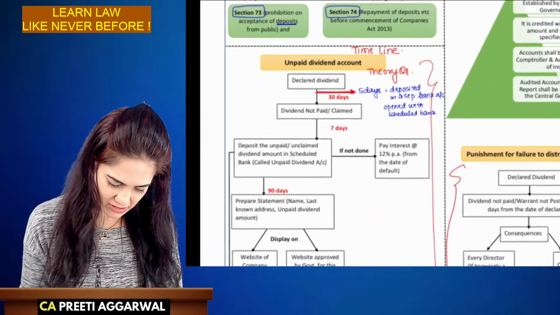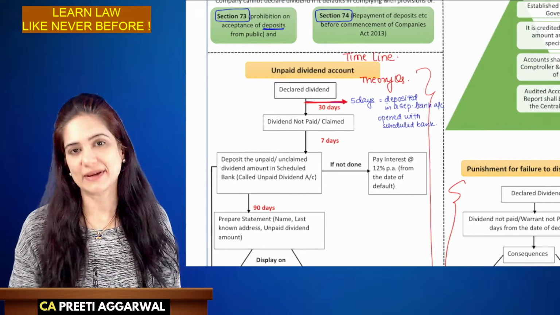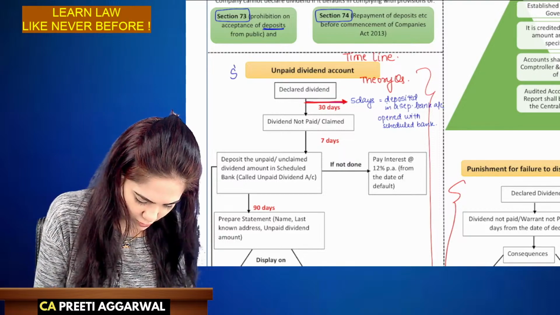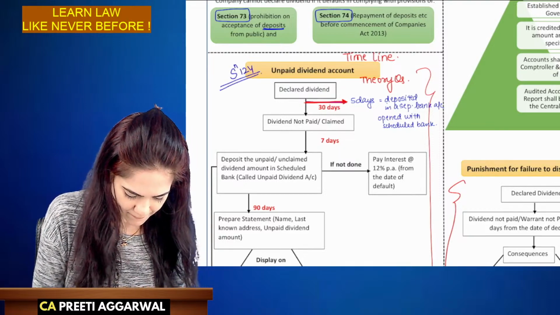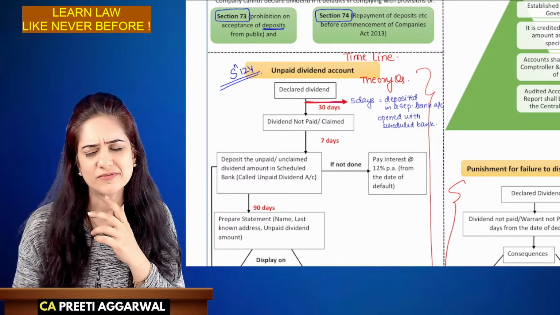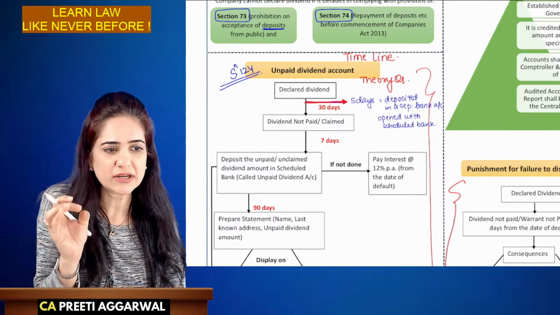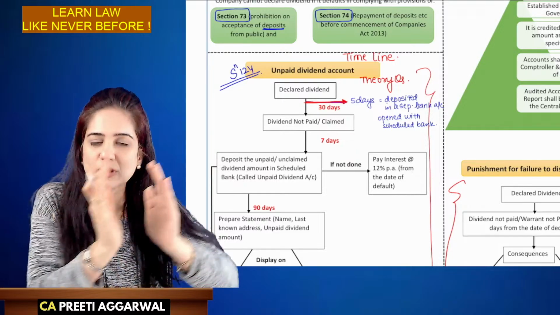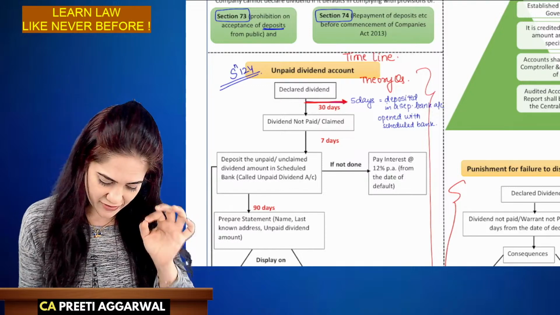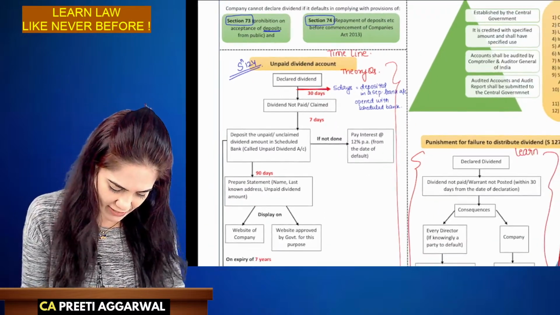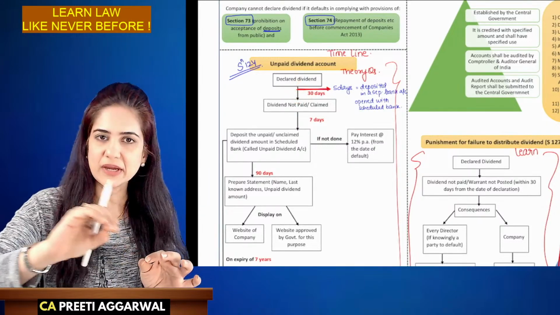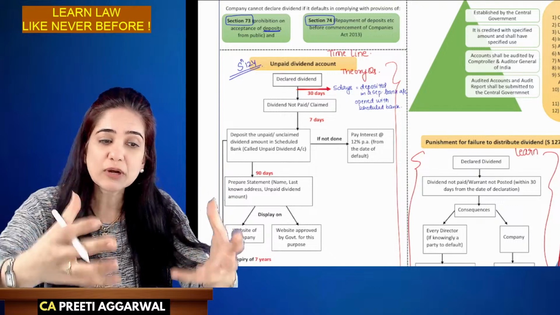Let us now discuss the timeline for unpaid dividend. So you can write down section 124. We have declared dividend, right? Law says that within 5 days, you must deposit that amount in a separate bank account. See, the timeline is very clear, students. You declare dividend, within 30 days, you have to pay it and the shareholders have to claim it.